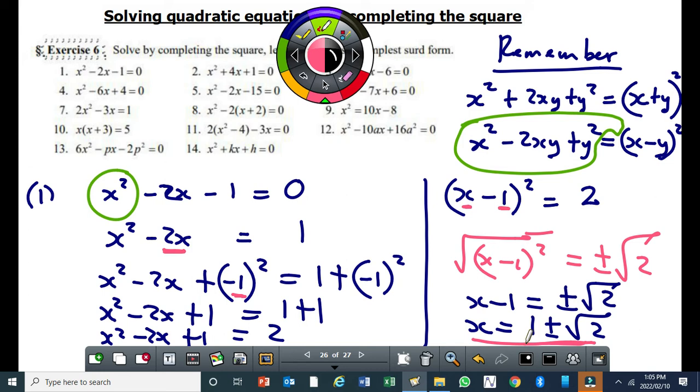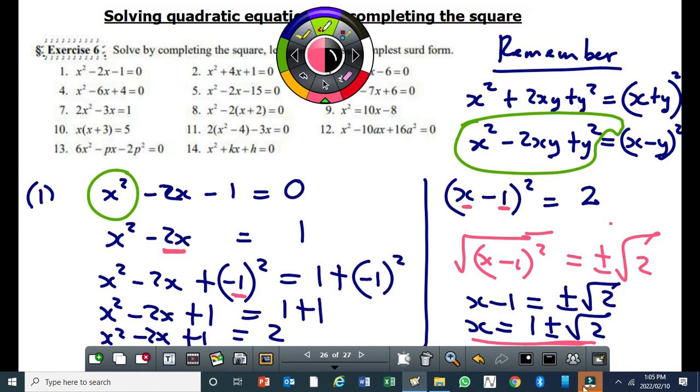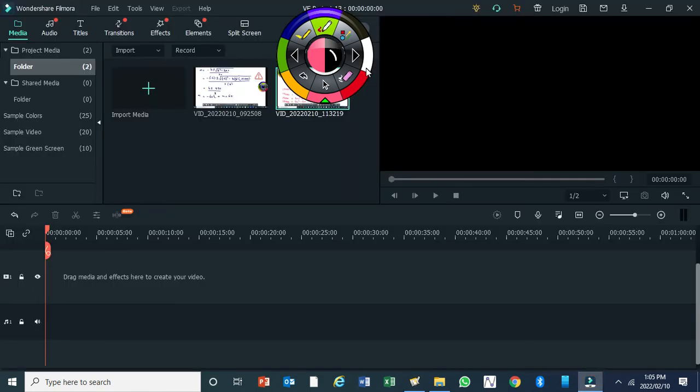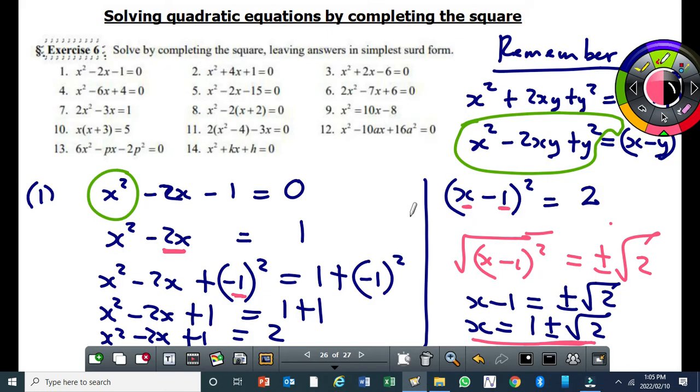Alright, is there anybody who has got a question so far? So when you said that x has two values, that being 1 and plus or minus, wait, would that be 1 or plus or minus root 2?